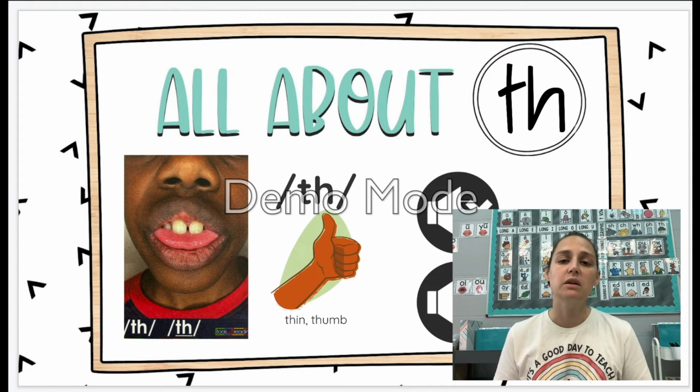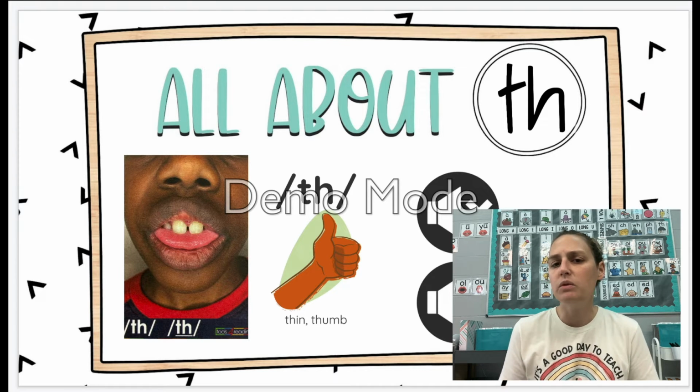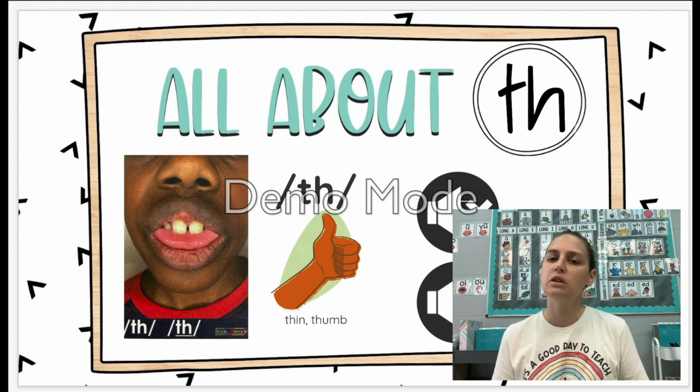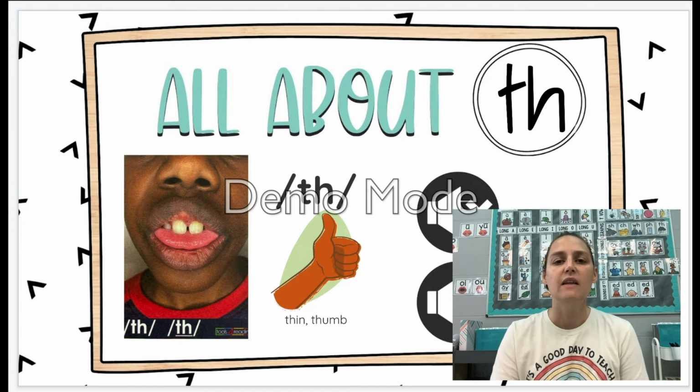Also, all digraphs can come at any point in a word. They can be at the beginning, they can be at the end, and sometimes you find them in the middle. You can talk about those things at home. When you're reading and you see a TH, a CH, or an SH, ask them, hey, what does this say? Or, ooh, is this one of your digraphs that you've been talking about? That helps with memory and retention.